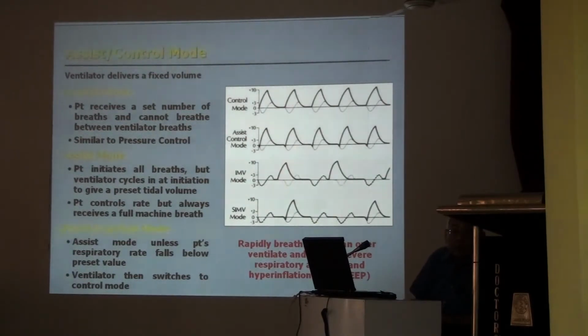IMV. What is that? Intermittent mandatory ventilation. Now think about me. I am a 60 kg person. Okay, don't believe my talk, I am not 60 kg. But for calculation purposes, I am thinking that I am a 60 kg person. What will be my ideal minute volume? 6 liters.